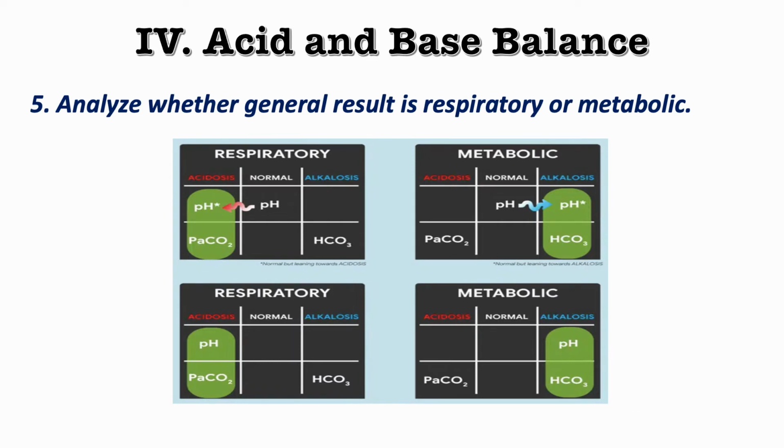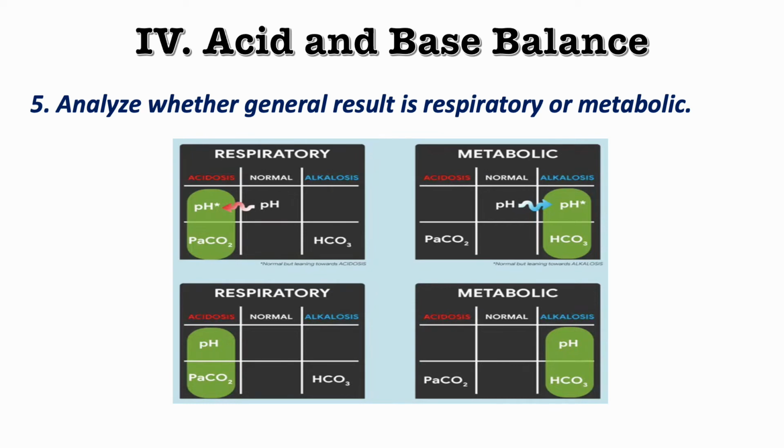So here is step 5. Analyze whether the general result is respiratory or metabolic. Considering the first two tables above, if pH is normal, determine whether the value is leaning towards acidosis or alkalosis. So in the upper left table, we see that the pH is leaning on the acidosis side. PCO2 is acidosis, HCO3 is alkalosis. So this interpretation is respiratory acidosis.